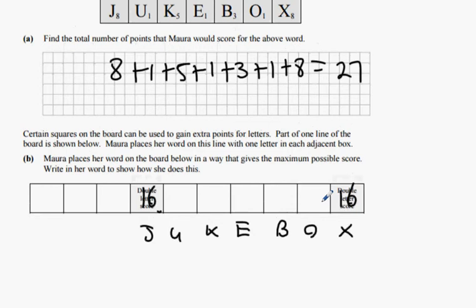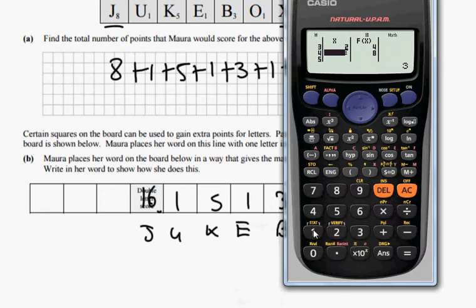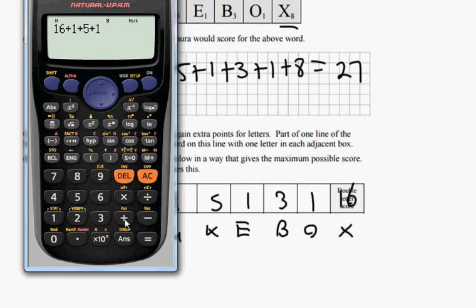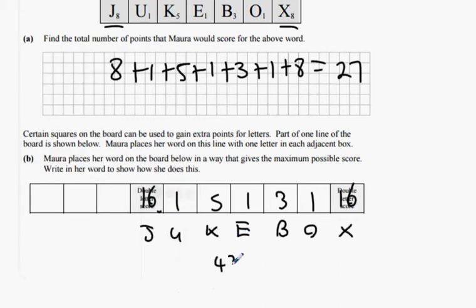We want the J and the X to land on the double letter score, because they're worth 8 each, so they give you the maximum possible number. Then we have 1, 5, 1, 3, 1. So we add them all together: 16 plus 1 plus 5 plus 1 plus 3 plus 1 plus 16. And what we get is 43. Score 43 for that, okay?